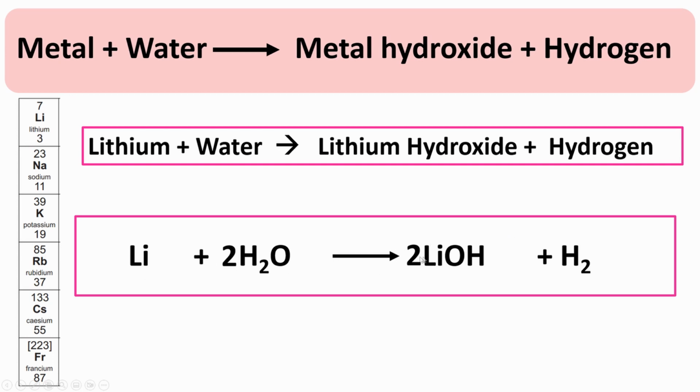However, now we have 2 lithiums. Remember, this big number applies to everything that comes after it. So we have 2 lithium atoms on this side, and we just put a 2 here to balance that out. And now we have our balanced symbol equation. We also need to include state symbols. So lithium is a solid, water is a liquid, lithium hydroxide is an aqueous solution, so AQ is dissolved in water, and hydrogen is a gas, so in brackets we put a G in there.